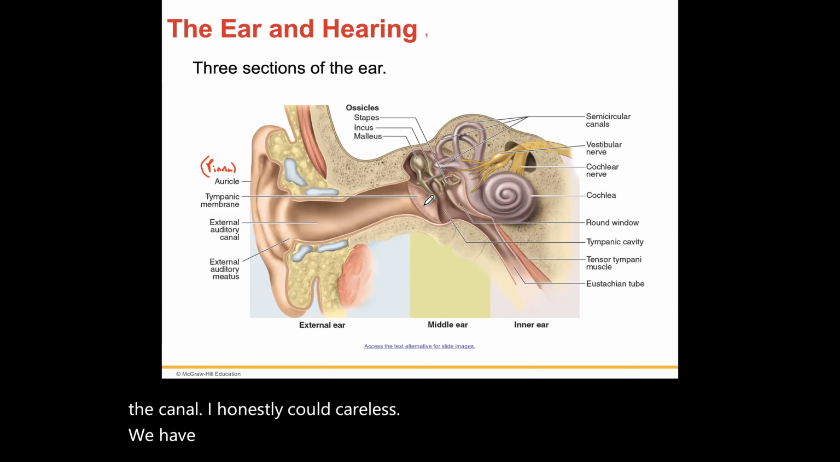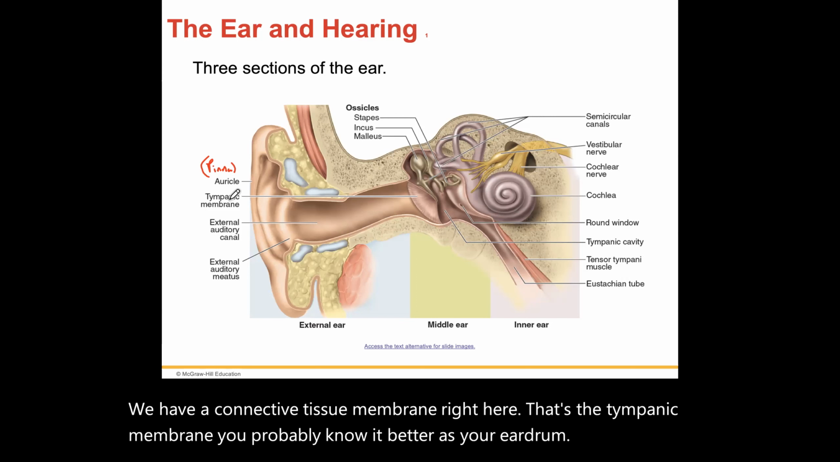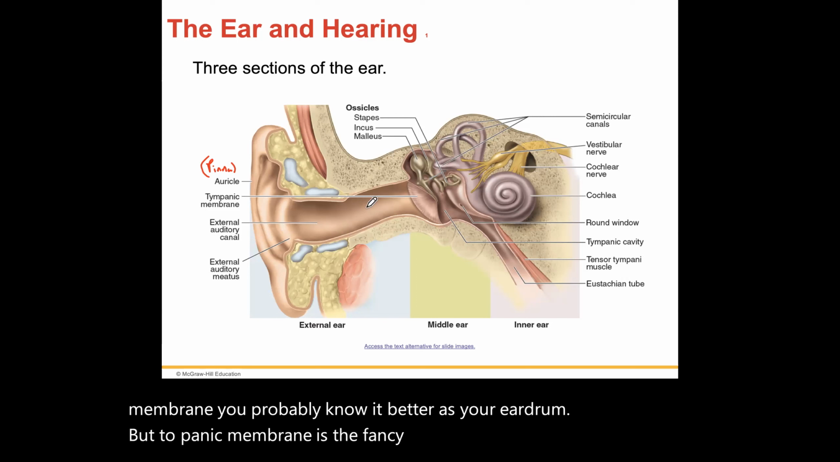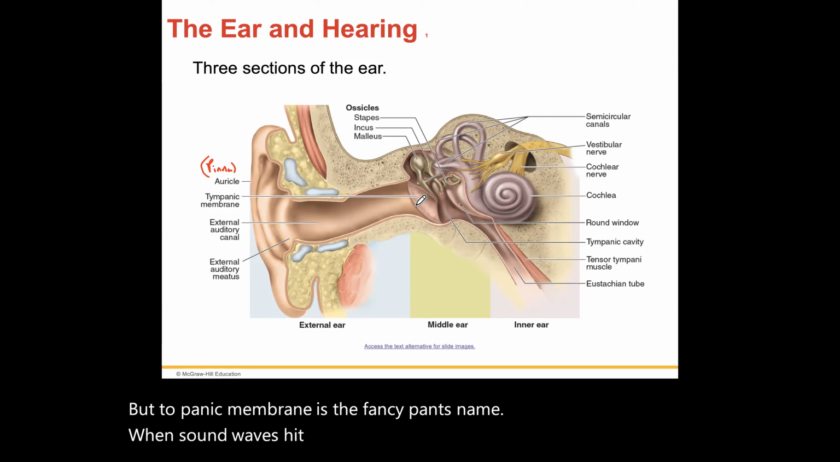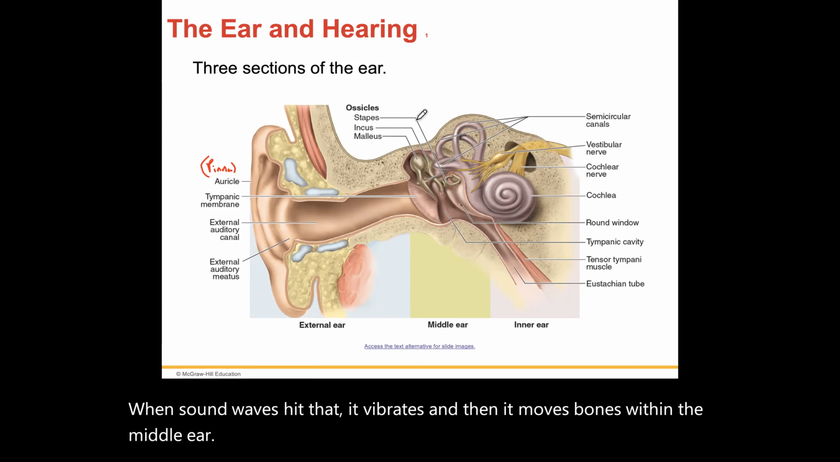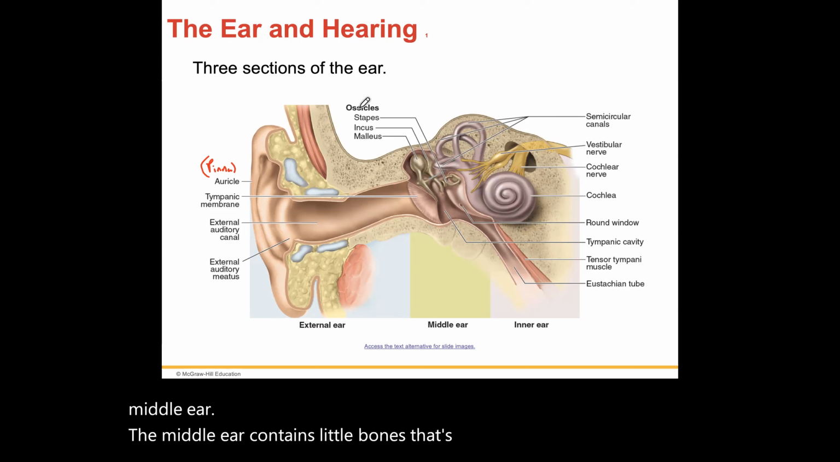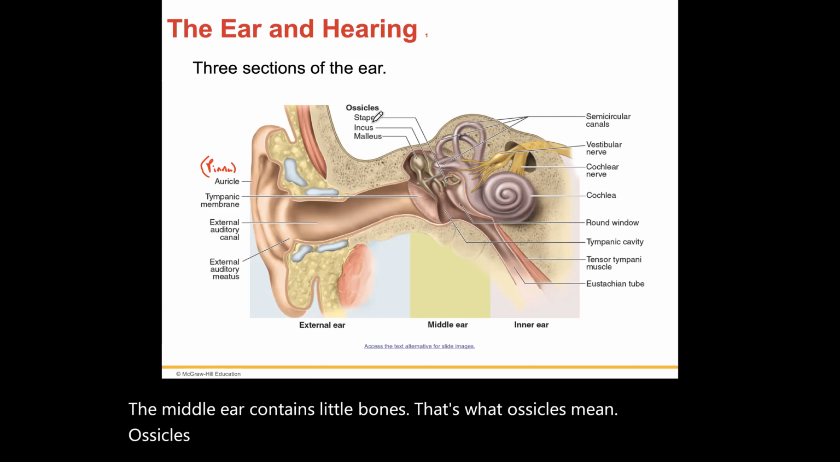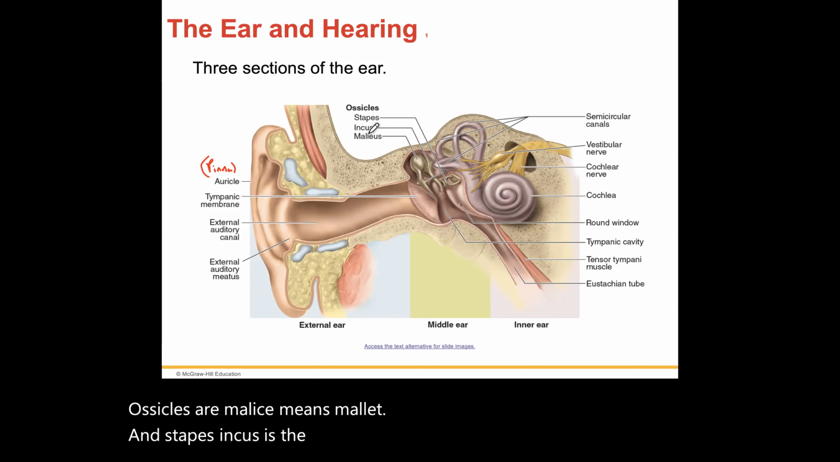We have a connective tissue membrane right here. That's the tympanic membrane. You probably know it better as your eardrum, but tympanic membrane is the fancy pants name. When sound waves hit that, it vibrates, and then it moves bones within the middle ear. The middle ear contains little bones. That's what ossicles mean. Ossicles are malleus, which means mallet, incus, and stapes. Incus is the anvil. Stapes is the stirrup. That's what all of those mean in Latin.